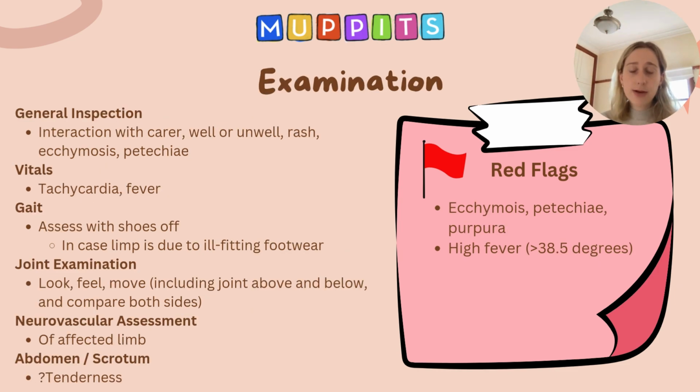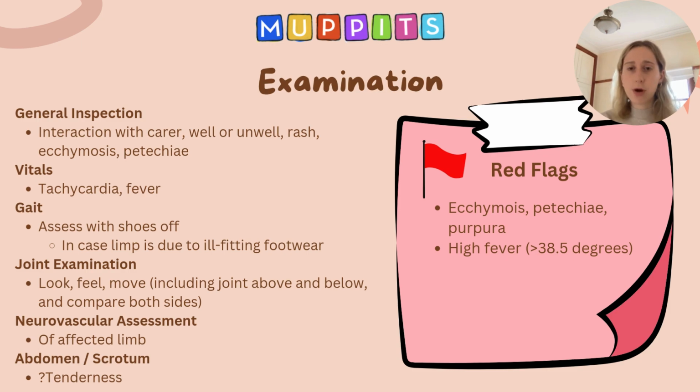Then in terms of our examination, as always, starting with our general inspection and looking at our patient's interaction with the carer, particularly if we're a bit concerned about non-accidental injury, for example. Then looking at this child, do they appear well or unwell? Because if they're unwell, this I guess ties in with systemic features, and we might be thinking about septic arthritis, osteomyelitis, or a malignancy, for example.